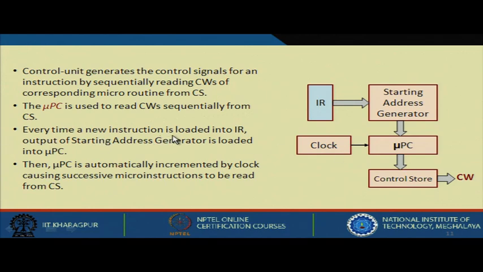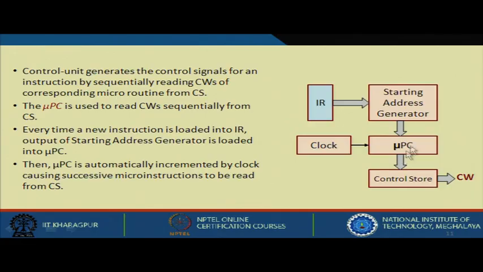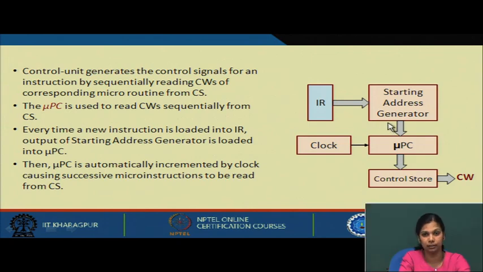Every time a new instruction is loaded into IR, the starting address of that particular instruction will be generated in the MUPC. Likewise, if the next instruction needs to be executed, its starting address will get loaded into the MUPC, and accordingly the control words will be generated from the control store. The MUPC is automatically incremented by the clock, causing successive micro instructions to be read from the control store.